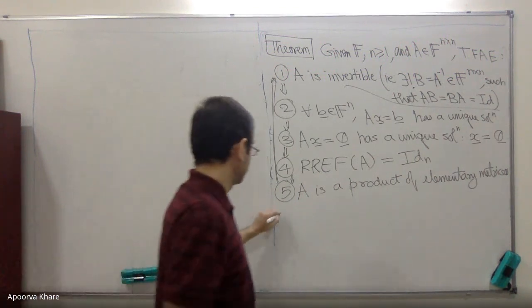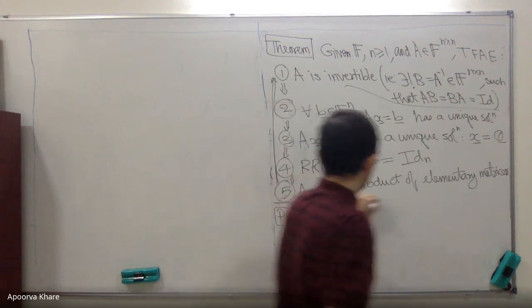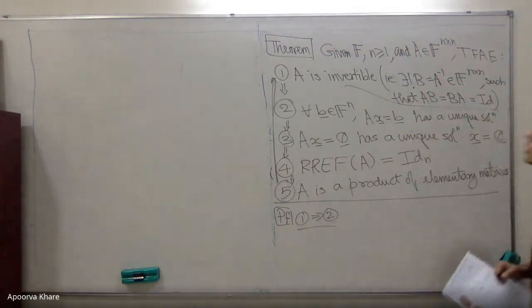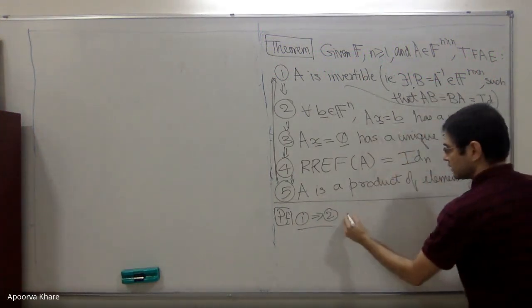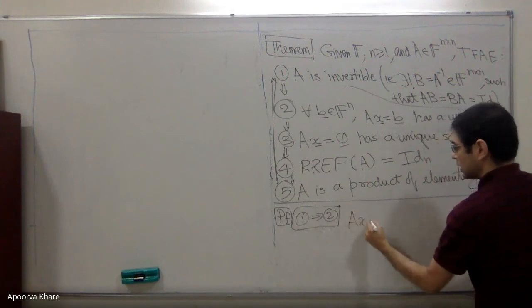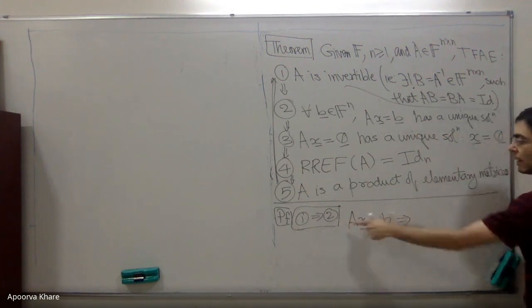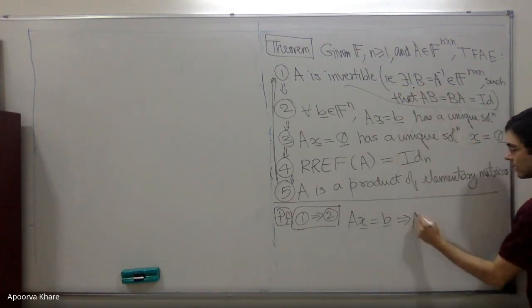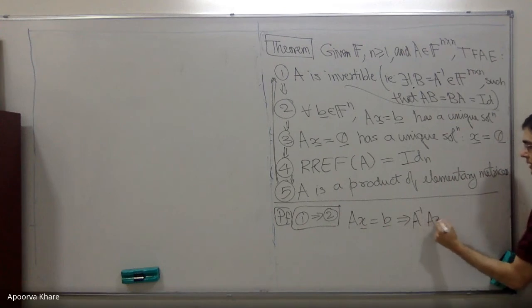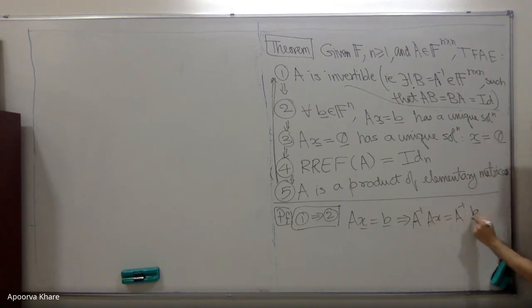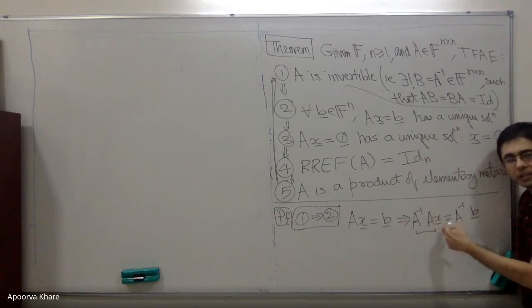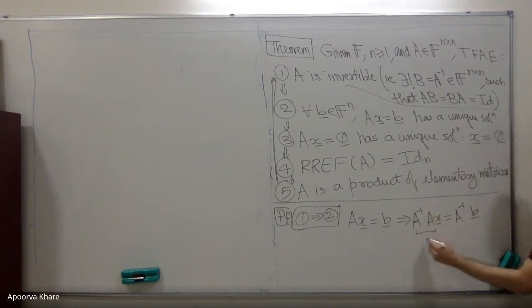So let's do it. Proof. Let's start with 1 implies 2. So if A is invertible, start with Ax equals B. Then I can multiply on the left by anything. Because there exists such an A inverse, I can multiply by A inverse. A inverse times Ax equals A inverse times B. Right? And clearly now by associativity, I won't prove this, this is A inverse A times X, which is identity times X, which is just X.